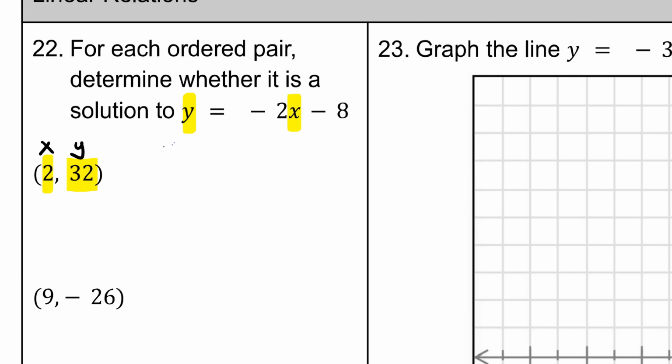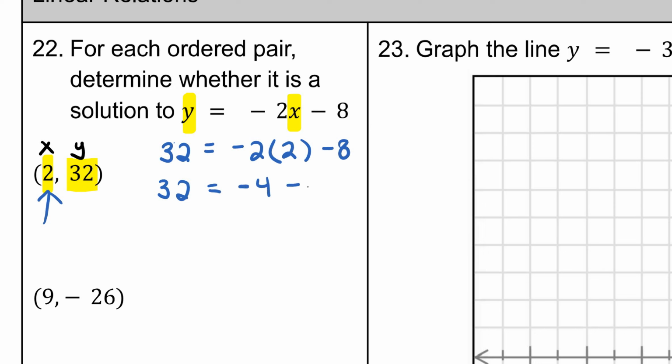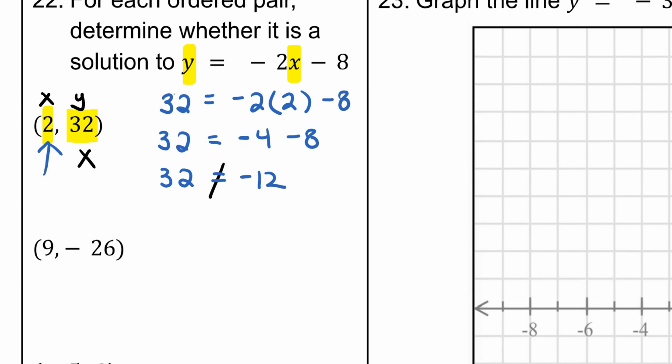So y is going to become 32, and that's going to equal negative 2 times the x value, and the given x value here is 2, minus the 8. Okay, so I have 32 equals... Then I have negative 2 times 2, which is negative 4, and then I subtract the 8, and I get 32 on the left-hand side, and on the right-hand side I get negative 12. So clearly the left-hand side is not equal to the right-hand side, so we'll say that this is an answer that does not work.